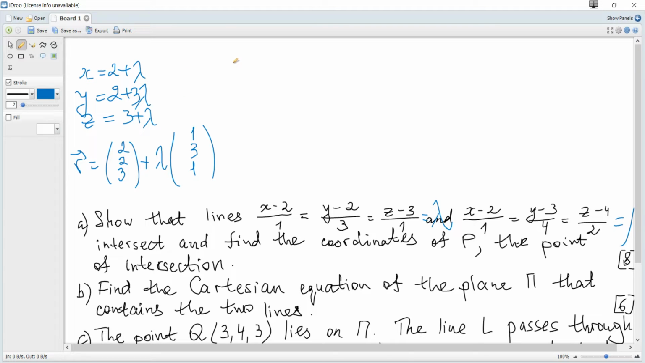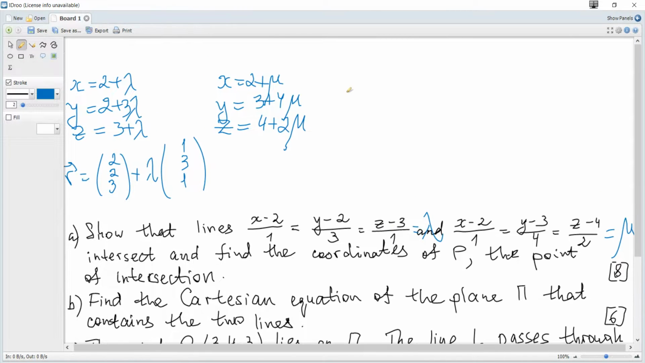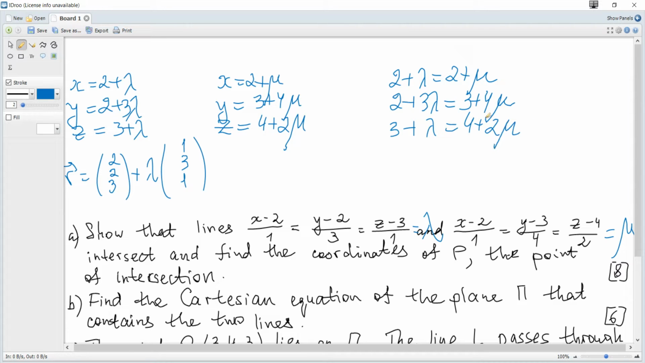And for the second line, the equations become x is 2 plus mu, y is 3 plus 4 mu, and z is 4 plus 2 mu. And since a point of intersection is a common point, we consider a system of equations. So 2 plus lambda is 2 plus mu, 2 plus 3 lambda is 3 plus 4 mu, and 3 plus lambda is 4 plus 2 mu.